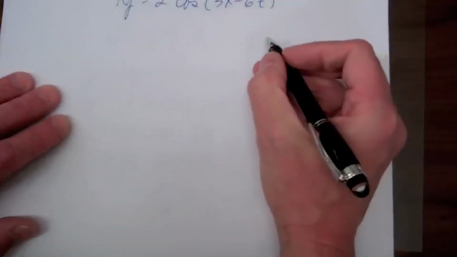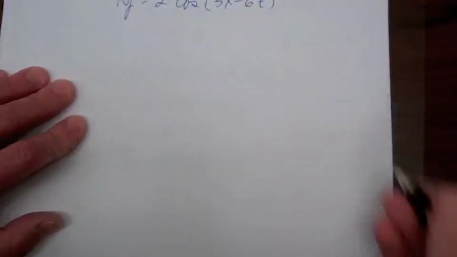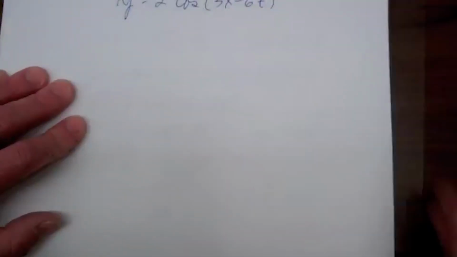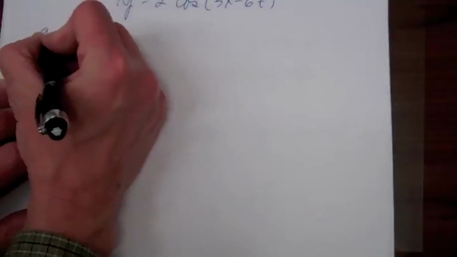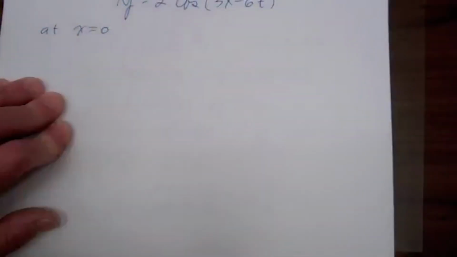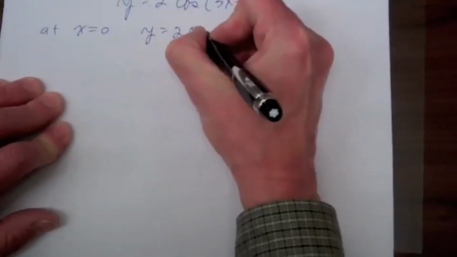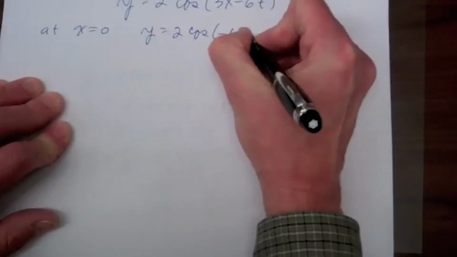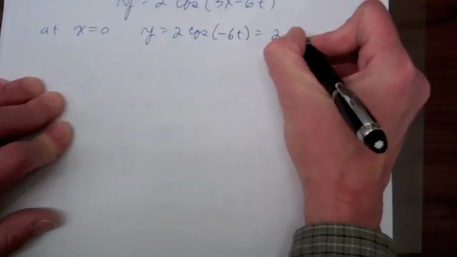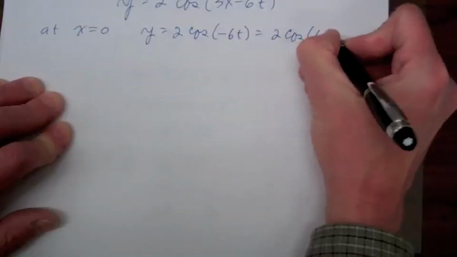And let's look at the behavior of that wave at one particular position, and to make it easy, let's pick that position to be at x is equal to 0. So in that case, y is going to be equal to 2 cosine of minus 6t, which is the same as 2 cosine of 6t.